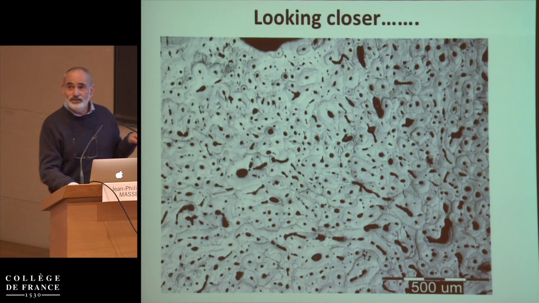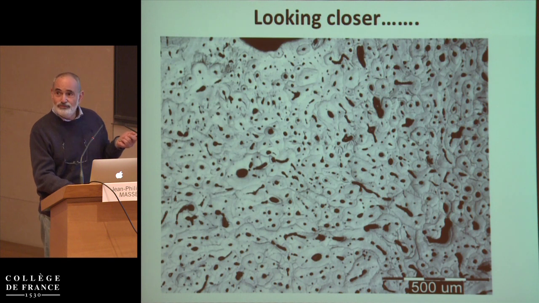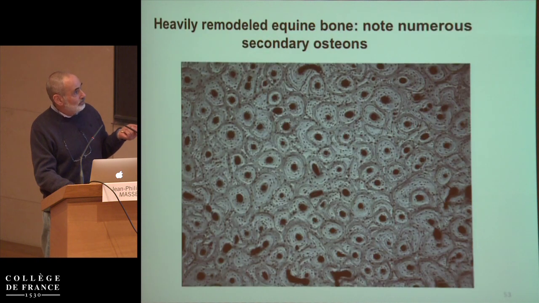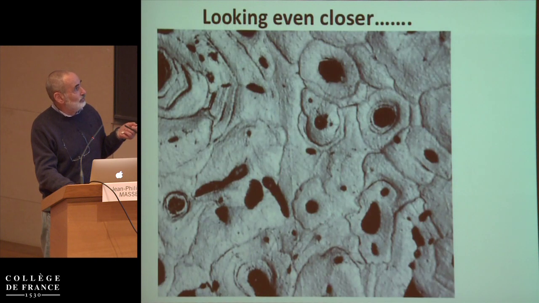And the minute we saw this, it looked to us awfully like the bone of cellular mammals that have osteons. And just to make the point, this is a horse bone. The main difference is that there are all these cells here, but again, these circular structures with the central canal, you can see the lamella quite distinctly surrounding the central canal.